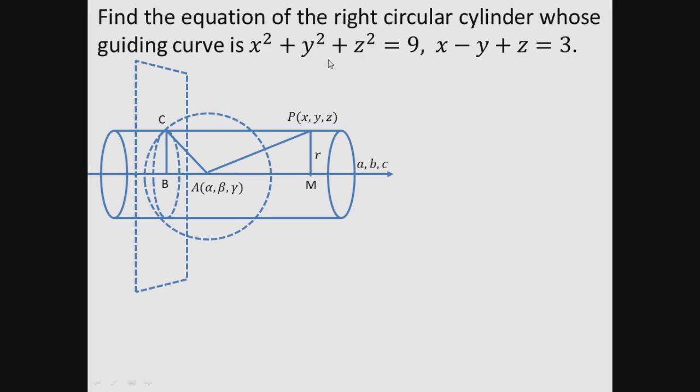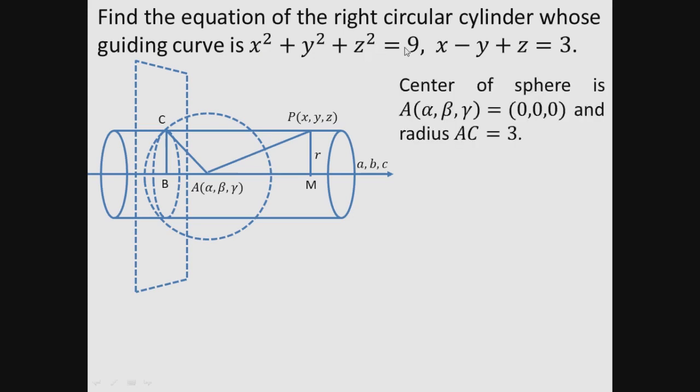So from this we can get the center as (0, 0, 0) and the radius is 3. So the center of the sphere, we can take that point as A, (alpha, beta, gamma), that is a point on the axis. So we can take that point as (alpha, beta, gamma), that is (0, 0, 0). The radius of that sphere is AC, and that distance is nothing but 3.